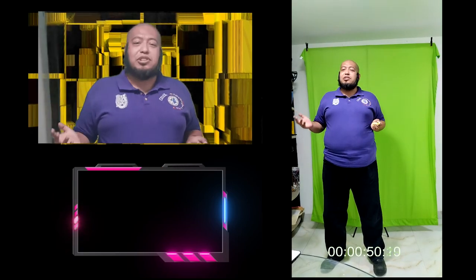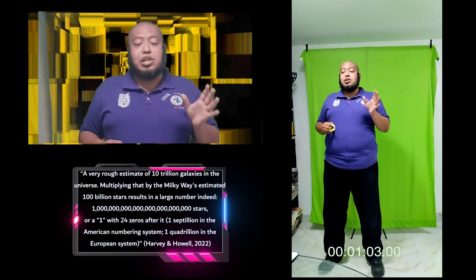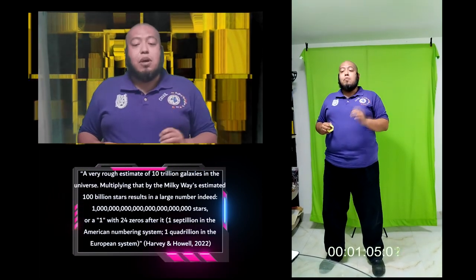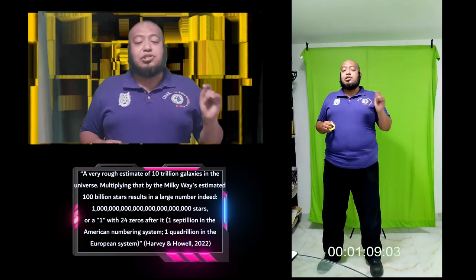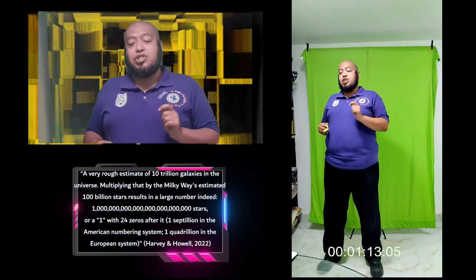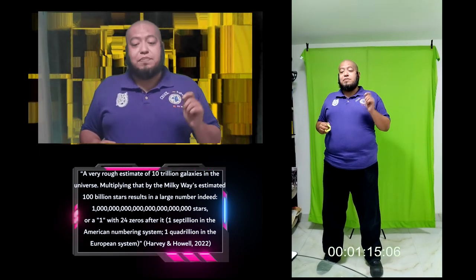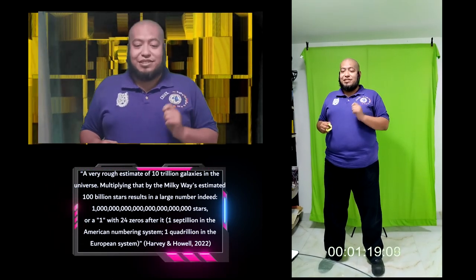Let us think, for example, of the number of stars in the observable universe. After many researches that have been condensed by David Koenig at Ithaca College in New York, he established a very rough estimate of 10 trillion galaxies in the universe. Multiplying that by the Milky Way's estimated 100 billion stars results in a large number indeed, a 1 with 24 zeros. 1 septillion in the American number system, 1 quadrillion in the European system.